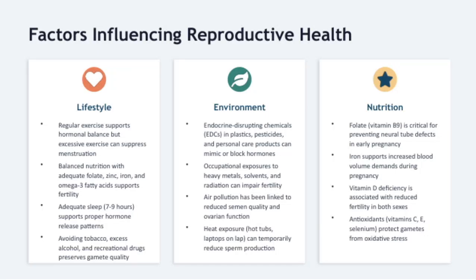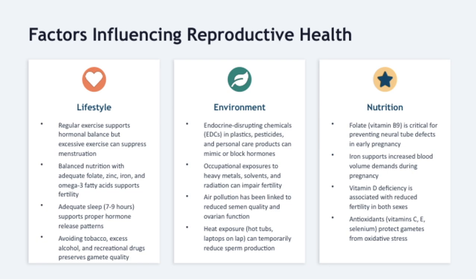Let's talk about some key factors that influence reproductive health. First, nutrition plays a vital role. Folate, or vitamin B9, is especially important early in pregnancy because it helps prevent neural tube defects. Iron is also crucial, as it supports the increased blood volume that happens during pregnancy. Vitamin D deficiency has been linked to reduced fertility in both men and women, so maintaining adequate levels is important. Additionally, antioxidants like vitamins C, E, and selenium help protect gametes from oxidative stress, which can damage reproductive cells.